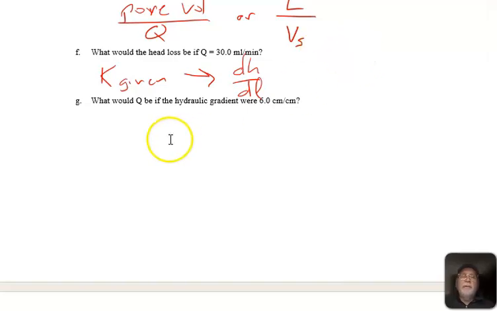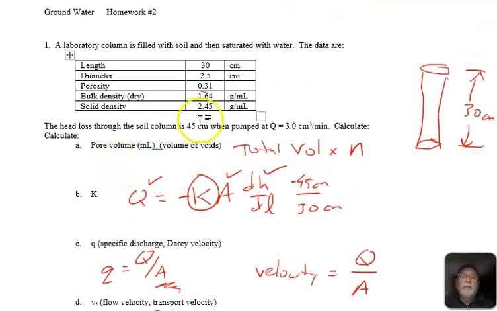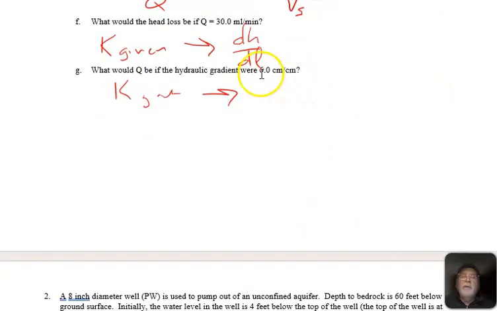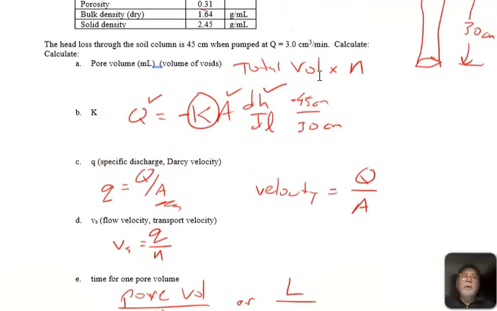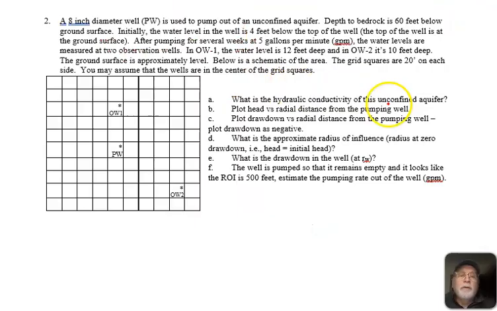And same kind of thing with the same K, we change the hydraulic gradient. So before it was 45 centimeters per 30 centimeters, so 1.5 centimeter per centimeter. If it goes up by a factor of 4 to 6 centimeters per centimeter, then your flow rate would go up by a factor of 4. The rest of these are equilibrium well equation problems.